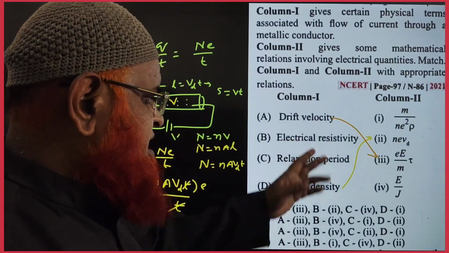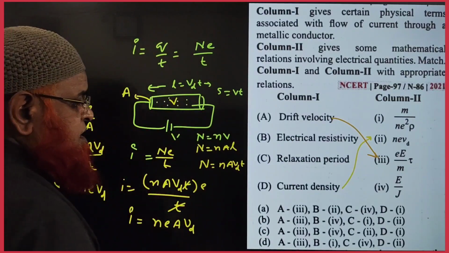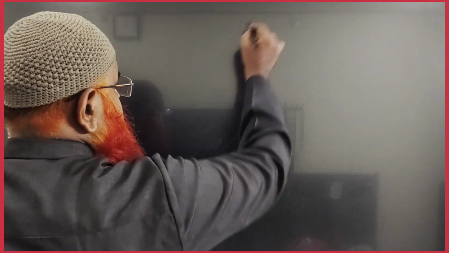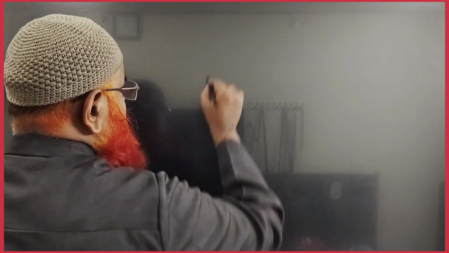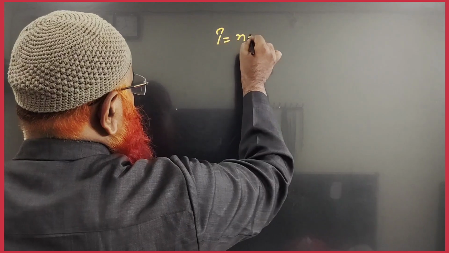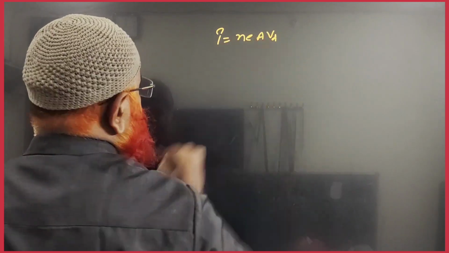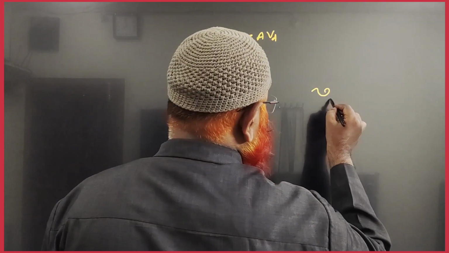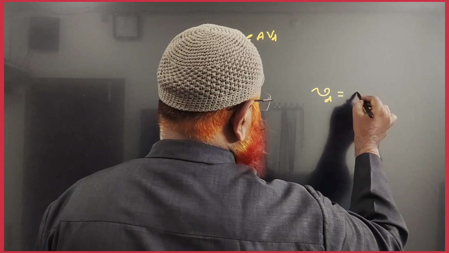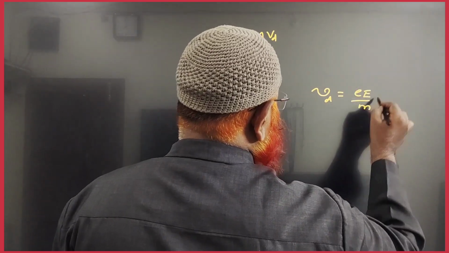We shall discuss what electrical resistivity is. For that, you have to find out the electrical resistivity here. First of all, we know that I is equal to n e A Vd. And another formula for drift velocity is Vd equal to e into capital E by m into tau.